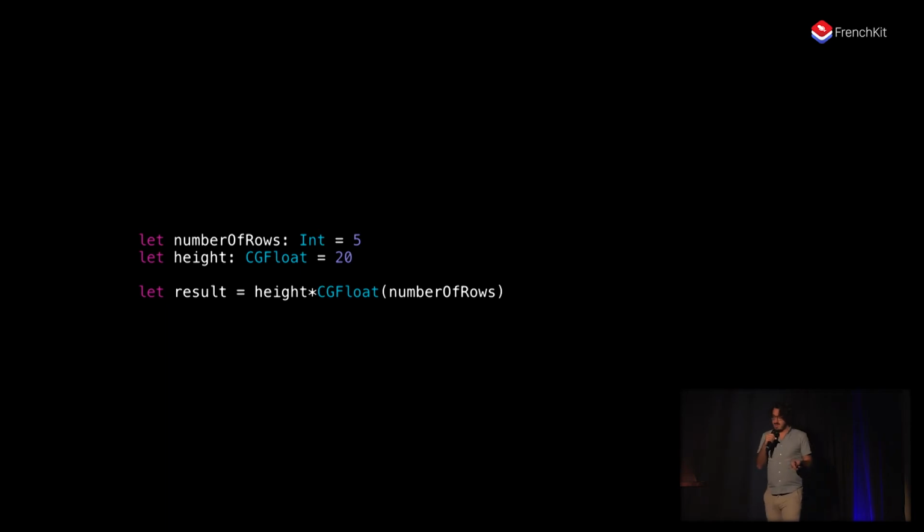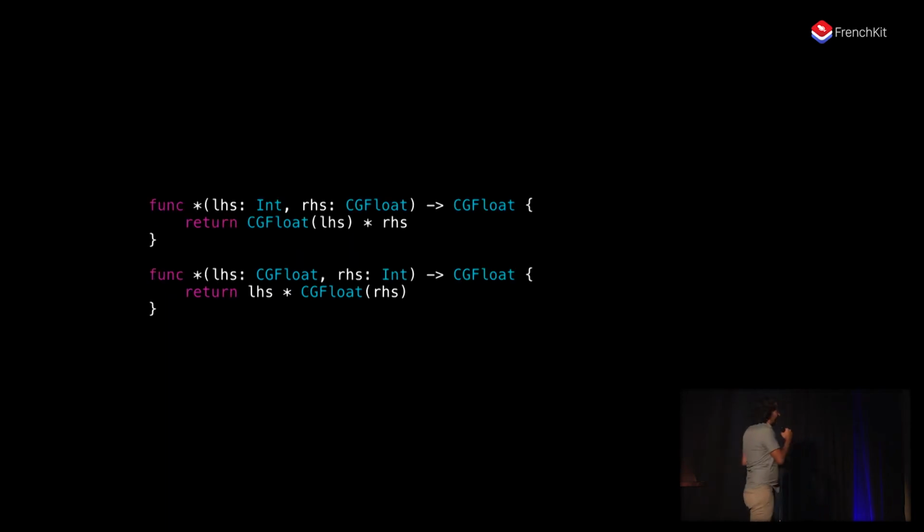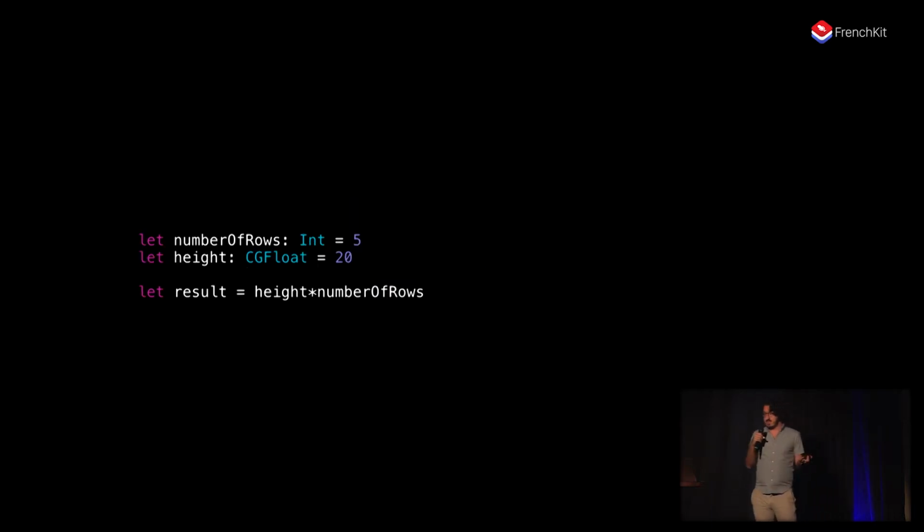And so, because you deserve nice things, we can add extra overloads for the operator star, one that multiplies ints and CGFloats, and one that multiplies CGFloats and ints. And then when we go to write our code, it works exactly as expected, no compile warnings.